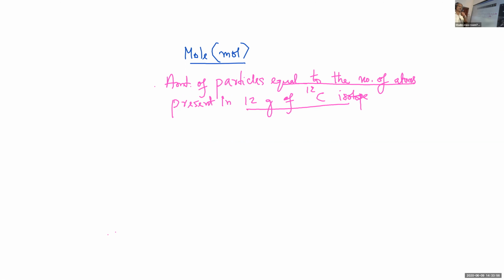So here also the standard is carbon-12 isotope, remember. Atomic mass, molecular mass, mole concept, everywhere we can see carbon-12 isotope is the standard. Okay. So you take 12 gram of carbon-12 isotope. And how many particles will be there? What will be the particles in carbon-12 isotope? The particles will be atoms. That is why we have written the number of particles equal to the number of atoms present in 12 gram of carbon-12 isotope.